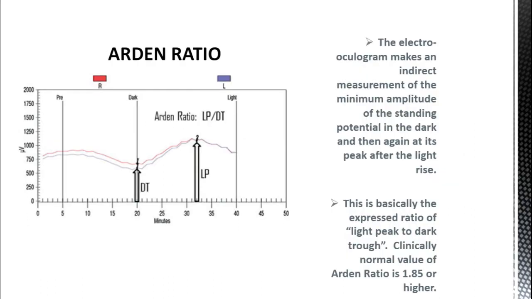Now coming to the most important part, that is the Arden ratio. Why do we need the Arden ratio? We need the Arden ratio so that we can get a ratio of the light peak to the dark trough. Now, as we know, the retina has photoreceptor cells known as rods and cones.